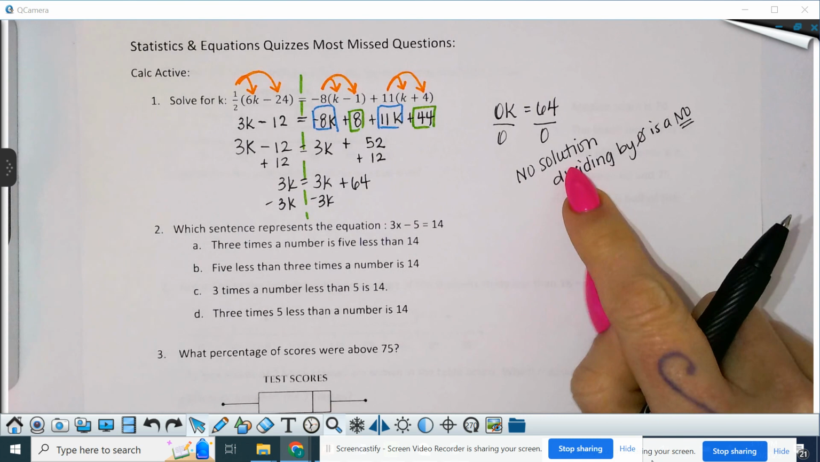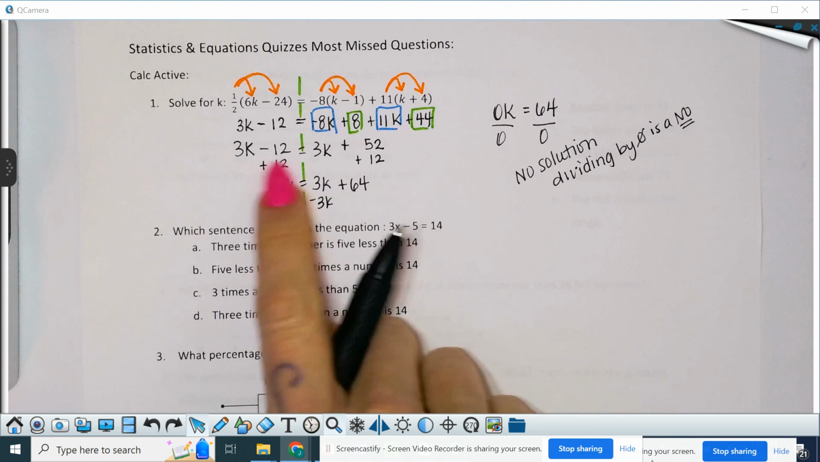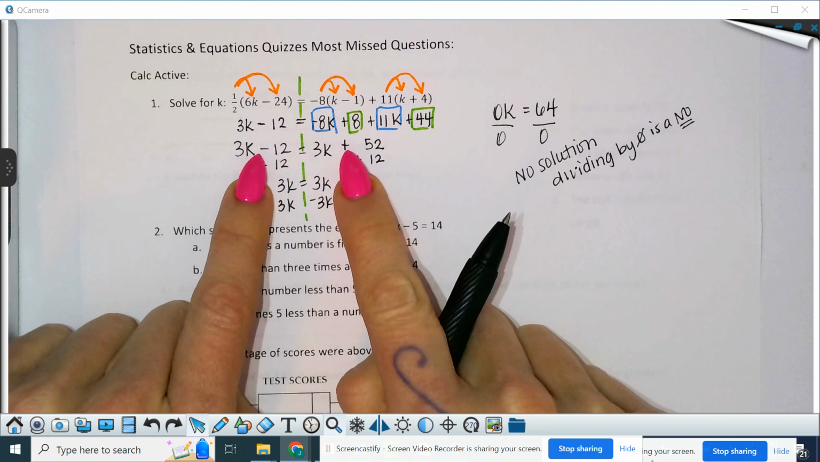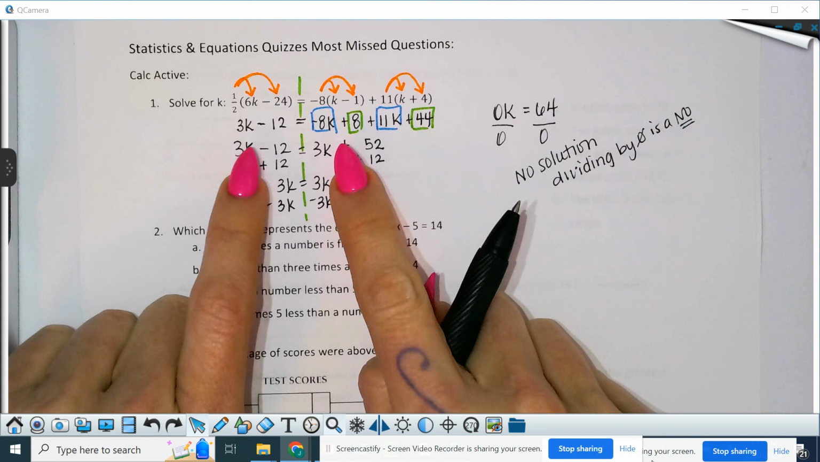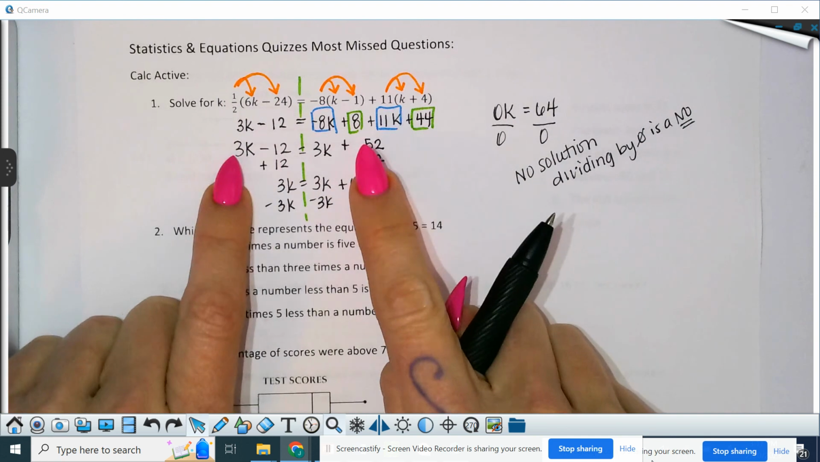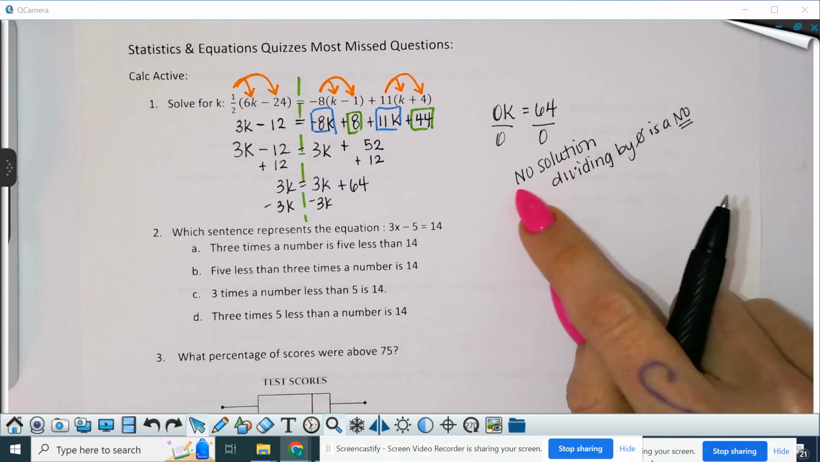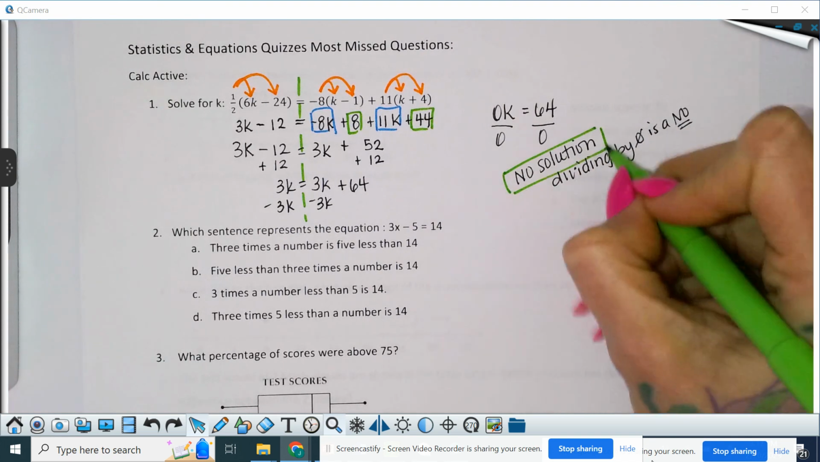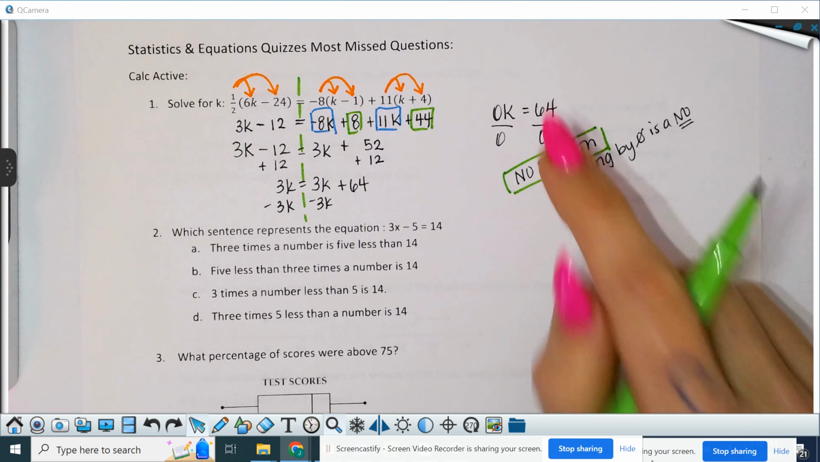Now, if it happened to be 3k plus 52 and 3k plus 52, or 3k minus 12 and 3k minus 12, and the whole thing matched on both sides, that's all real numbers. So if you get them down and they match perfectly on both sides, and everything zeroes out, your constant and your variable, that's all real numbers. But when it's just the variable that zeroes out, then it's no solution, because there's nothing I can multiply 0 by to get 64. But if it's 0k equals 0, so they both cancel out, then it's all real numbers.